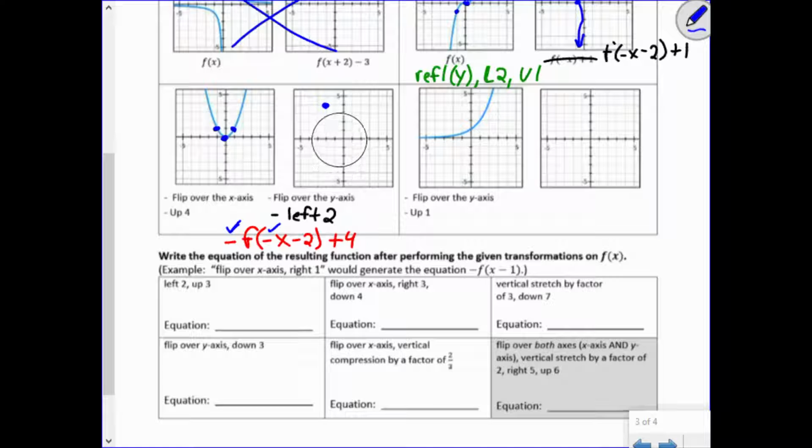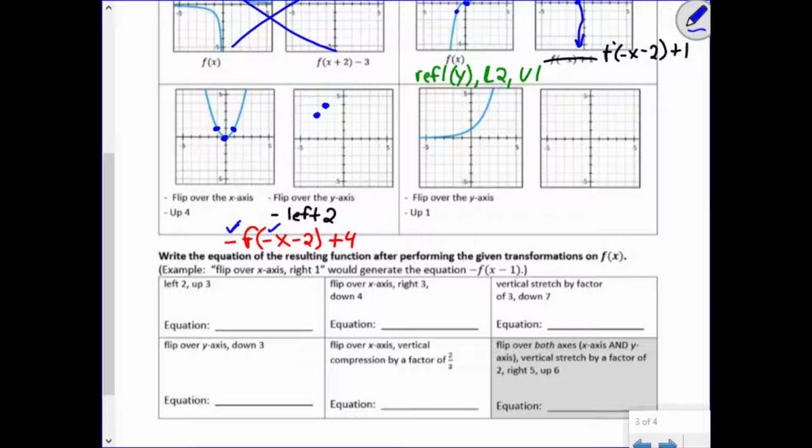Our first one. Okay. Now we're going to take the point on the right, so it starts at 1, 1. We're going to reflect over the x-axis, so it's going to go here. Reflect over the y-axis here. Then we're going to go left 2, 1, 2, up 4, 1, 2, 3. That's our destination for that one.